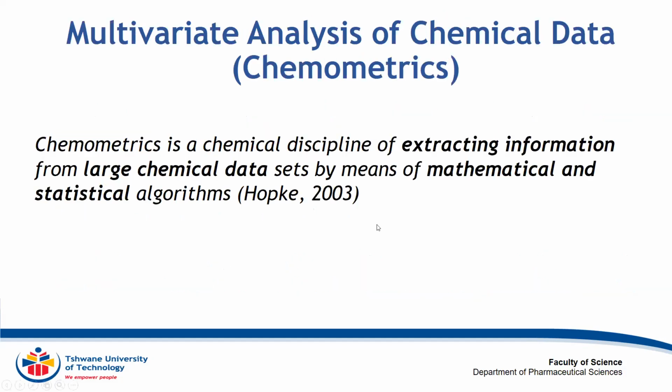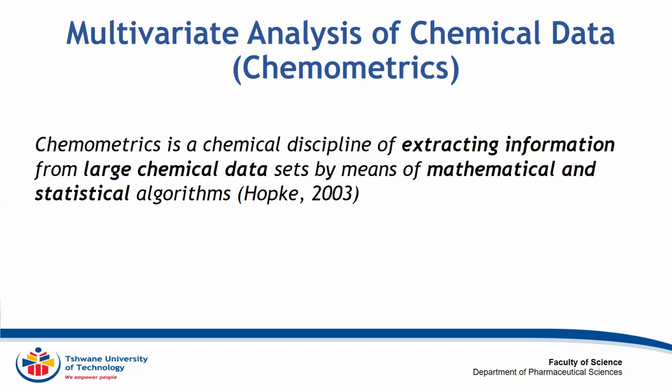In line with multivariate data analysis, we often hear the word chemometrics. I think Velma was talking about it this morning, and we wonder what is the relationship between the two. Multivariate analysis of chemical data is chemometrics, but looking at the definition of Hopke from 2003, it states that chemometrics is a chemical discipline of extracting information from large chemical data sets, by means of mathematical and statistical algorithms. Once again, this illustrates that there's generation of large data sets, and then we use statistical and mathematical algorithms.